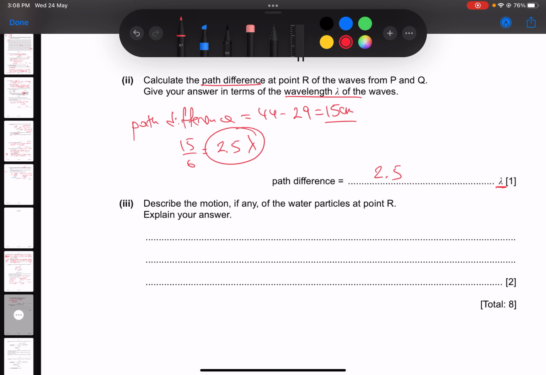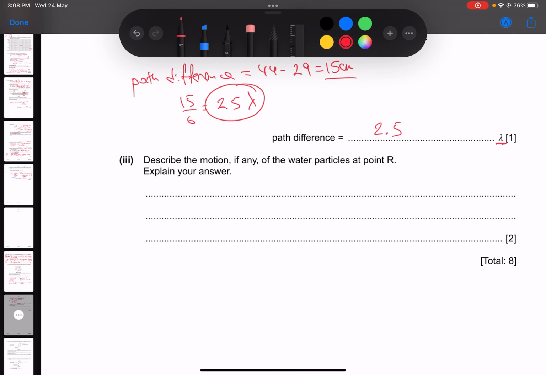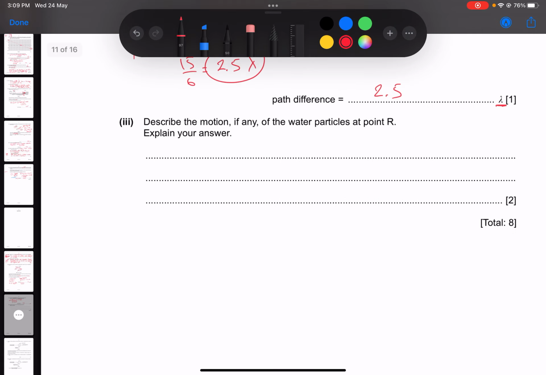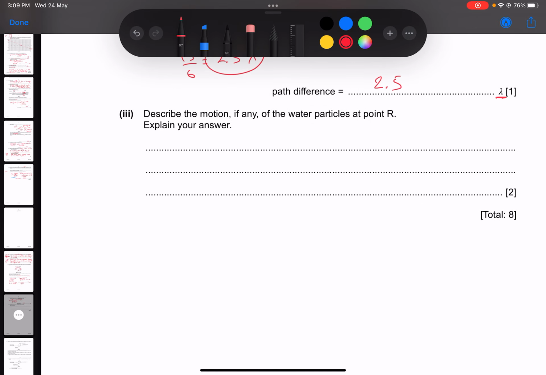That's it. Now, describe the motion, if any, of the water particles at point R. Explain your answer. So R, where is it? It's here, right? For instance, they travel this way. We don't know what kind of superposition we have here. So describe the motion, if any, of the water particles at point R, exactly when they overlap. What kind of displacement do we have? Actually, we have to explain that one. So check this one out.